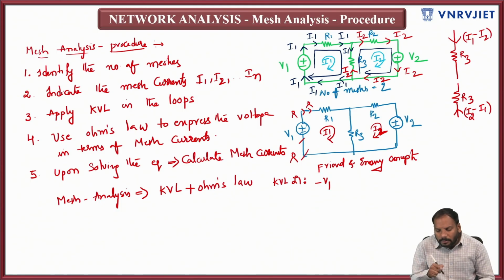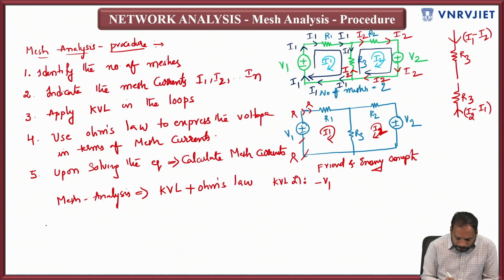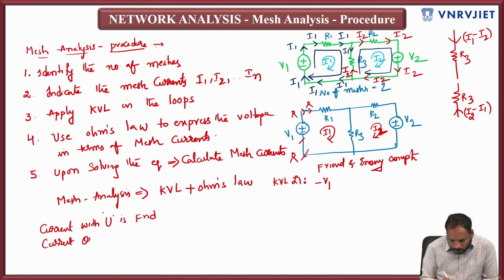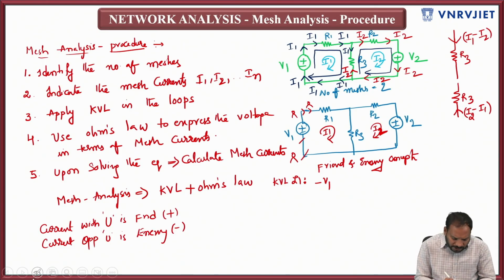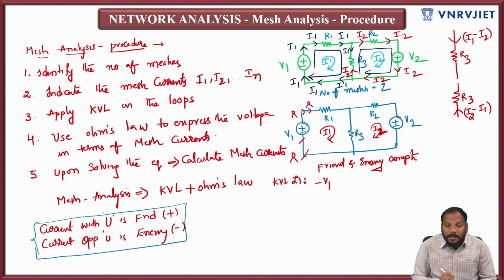Whenever you are walking, the current coming with you is always your friend, and the current coming opposite to you is your enemy. So current with you is friend and current opposite to you is enemy. Friend means you take plus, enemy means you take minus. So this is a simple shortcut you can follow to apply KVL in the loop.